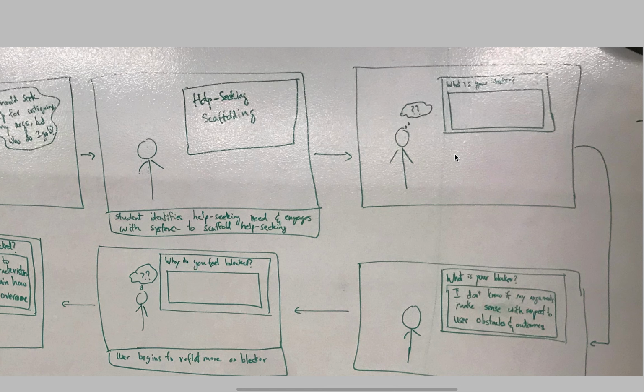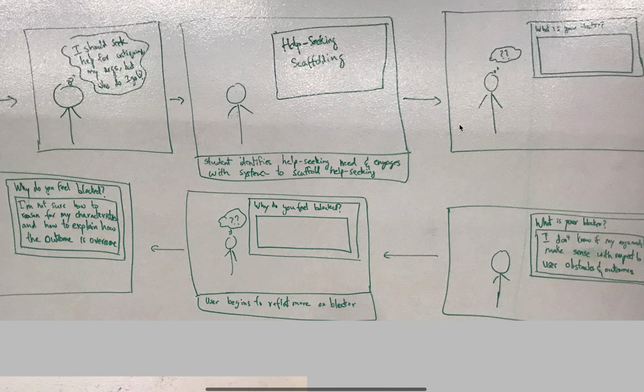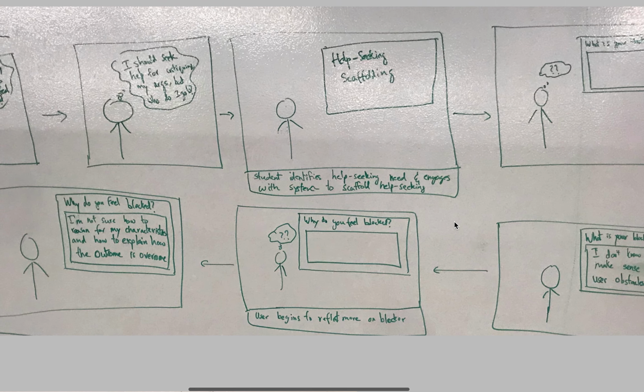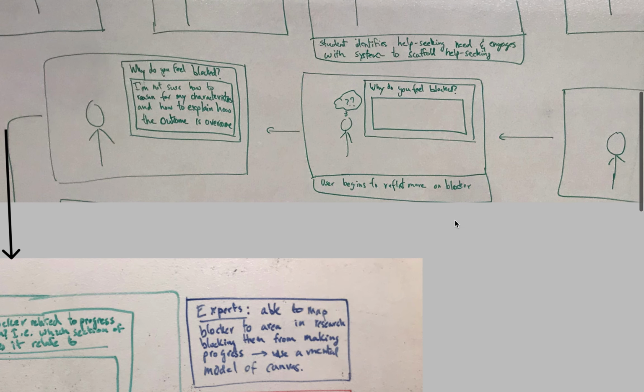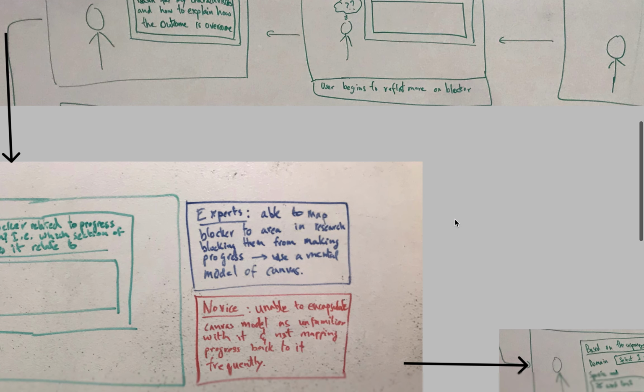They're first prompted, what is your blocker? So the user lists what the blocker is. Then users are prompted to reflect on why they feel they're blocked about something. Users are prompted to think about a blocker more and possibly challenge themselves to think about what exactly is blocking them and why they feel blocked.